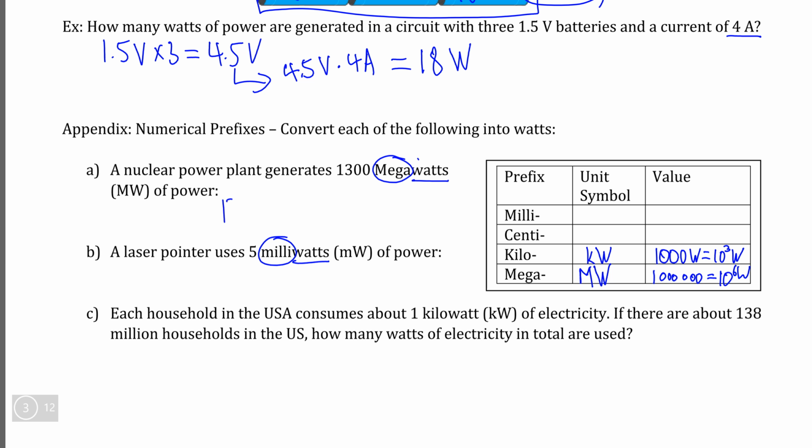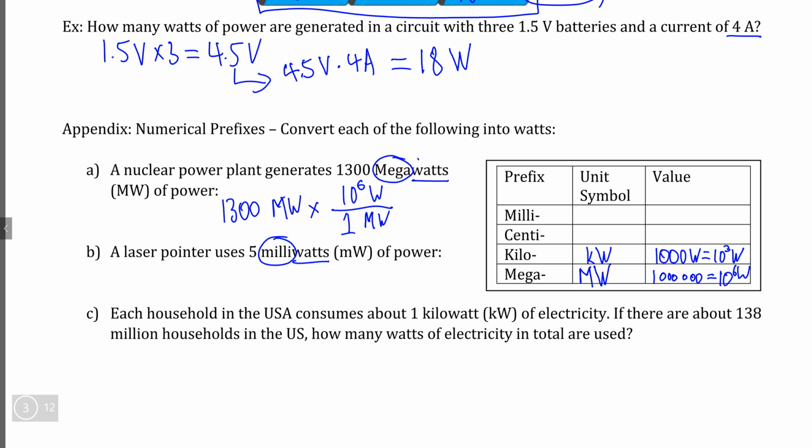So if we take our starting measurement, 1300 megawatts, what we want to do is convert this to watts. So what I'm going to do is multiply this by a fraction that we call a conversion factor. A conversion factor is a number that is always equal to 1, and the unit that we want to cancel is megawatts, and replace it with watts. So I'm going to put megawatts on the bottom here, and we know that 1 megawatt is equal to 10 to the 6 watts, like this.